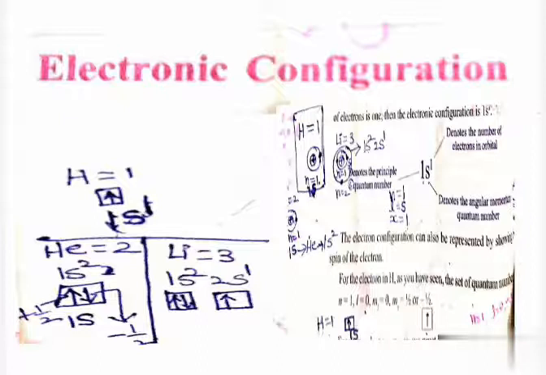Observe the arrangement of electrons in the orbitals. For hydrogen, in this box we kept one arrow mark, an upward arrow. An upward arrow means the spin value is plus half. If a downward arrow is there, the spin value is minus half. So here the upward arrow's Ms value is plus half, or we can say minus half also. Like this we can write.